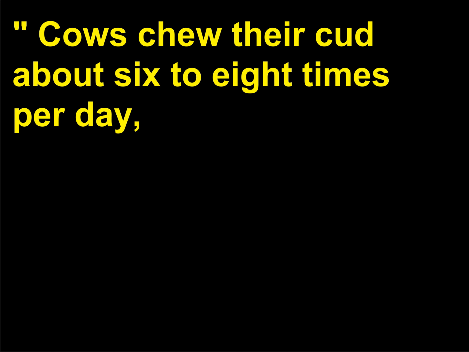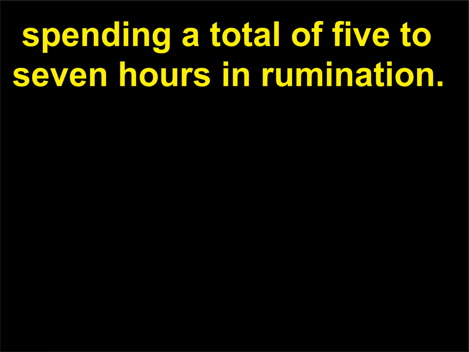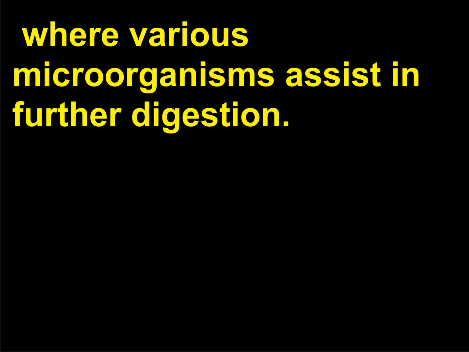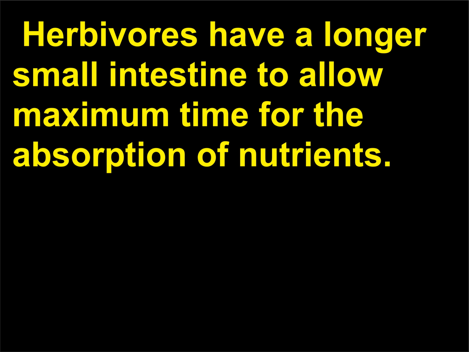Cows chew their cud about 6 to 8 times per day, spending a total of 5 to 7 hours in rumination. The chewed cud goes directly into the other chambers of the stomach, where various microorganisms assist in further digestion. Herbivores have a longer small intestine to allow maximum time for the absorption of nutrients.